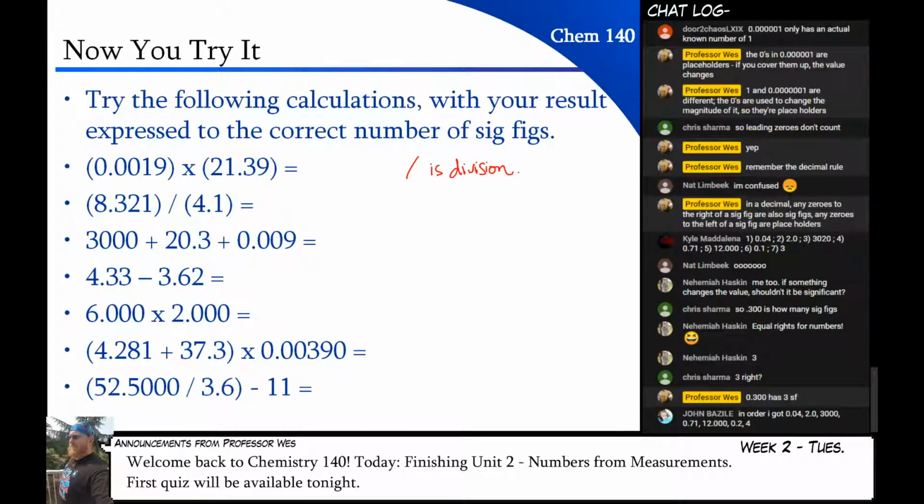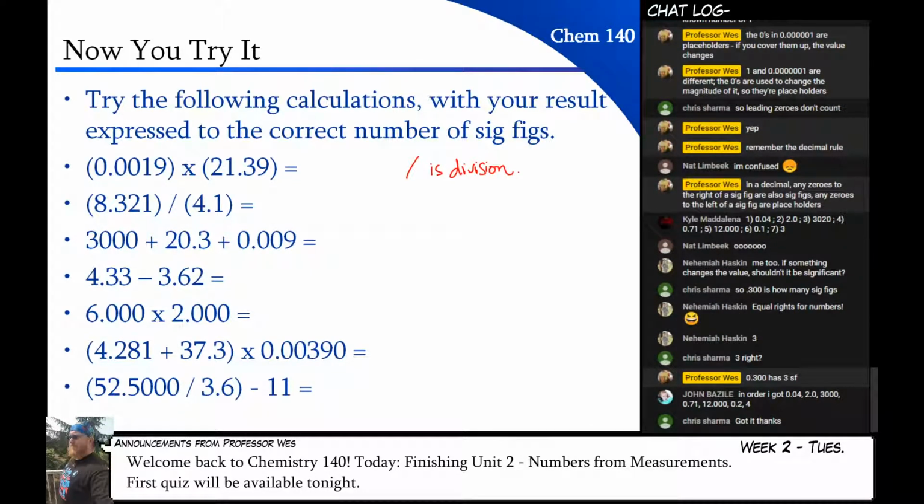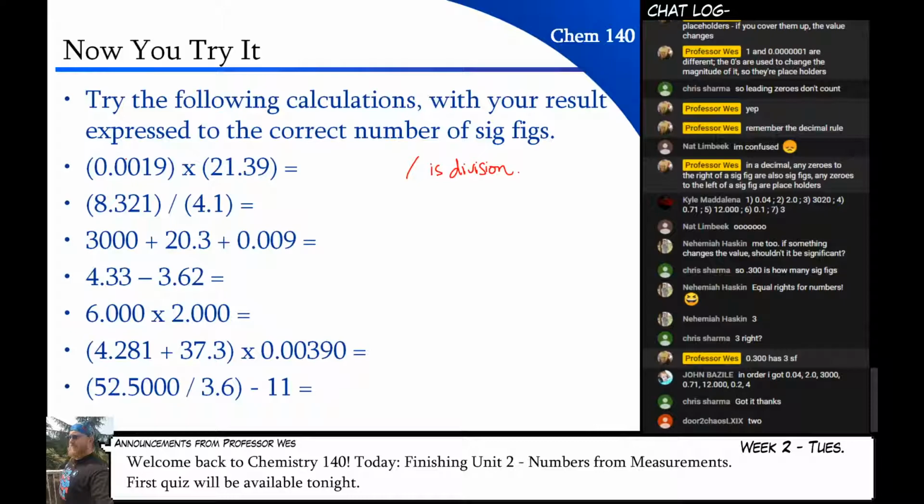All right, I'm back. It sounds like a bunch of people are stumbling over just the decimal numbers that I have in here, like this 0.0019. How many sig figs is that? We'll go over those questions and more as we do these problems together.